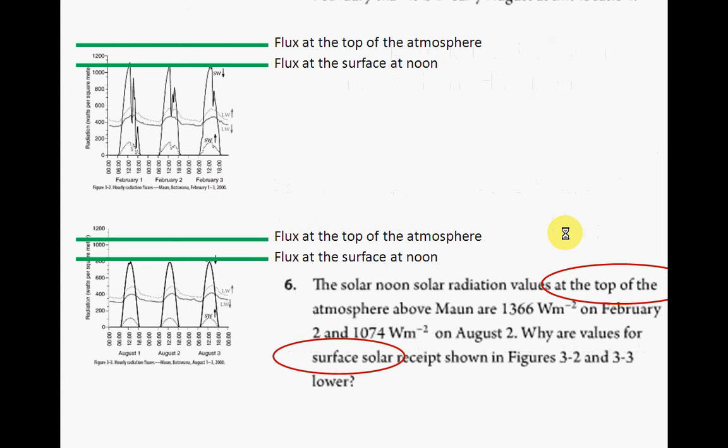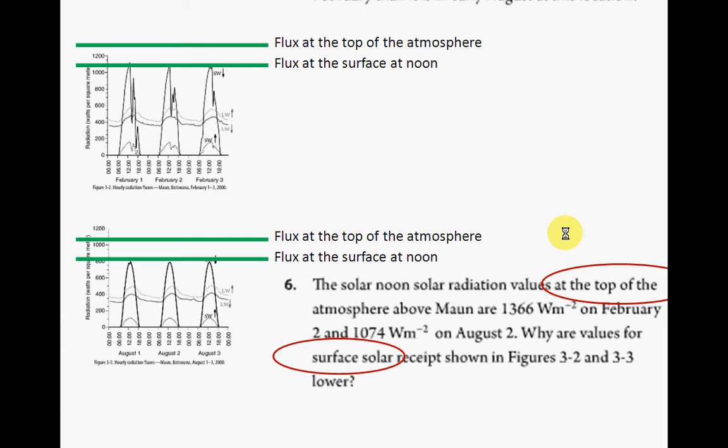Zooming in a little bit here on question 6. Question 6 says, at solar noon, the radiation values at the top of the atmosphere at Mon are 1366 watts per square meter in February and 1074 watts per square meter in August. Why are the values of surface solar receipt shown in those figures so much lower? Okay, what's going on here?